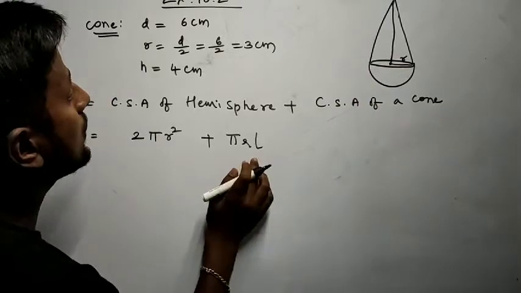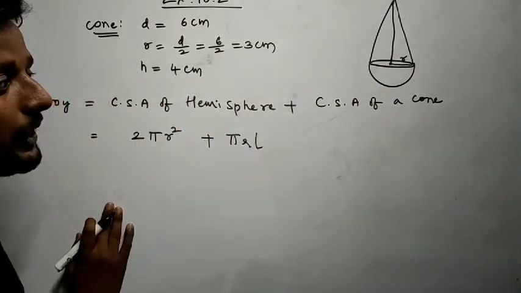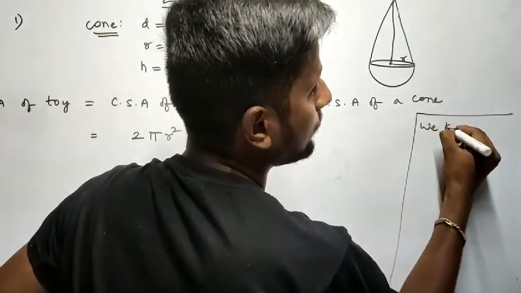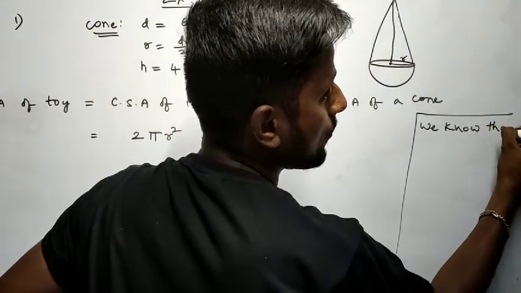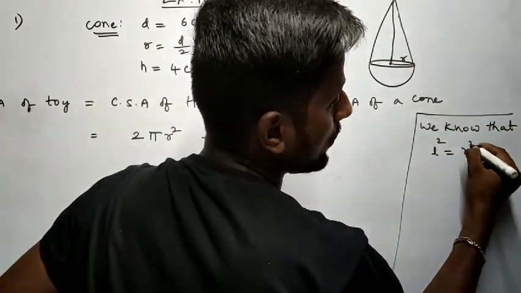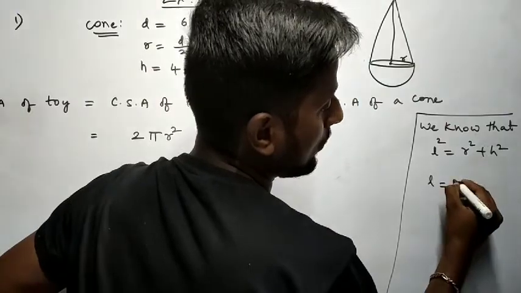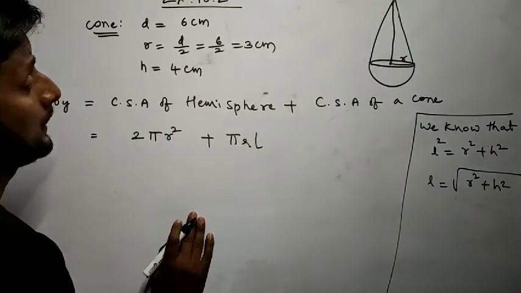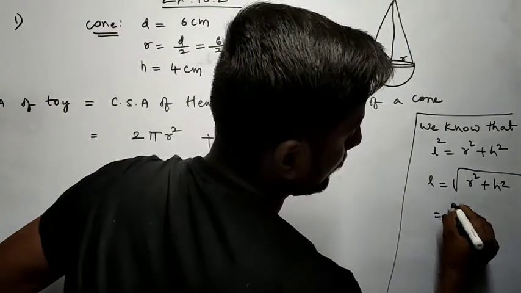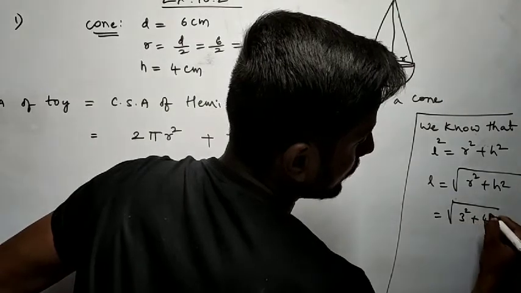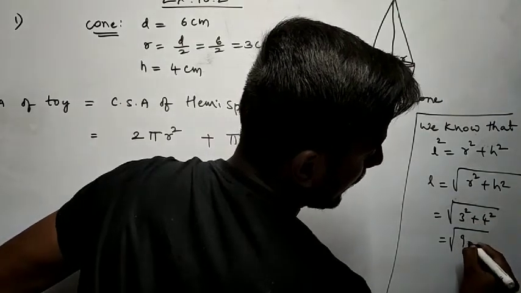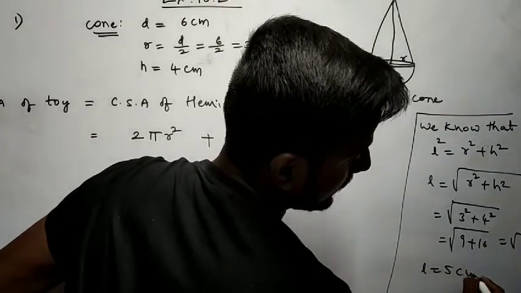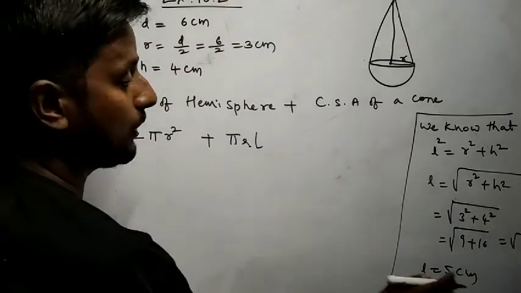So the radius we know, the height we know, but l we don't know. We know that l square is equal to r square plus h square, so l is equal to the square root of r square plus h square. So r value 3 square, h value 4 square. The square root of 9 plus 16 is the square root of 25. So l is equal to 5 centimeters. We got the l value also now.